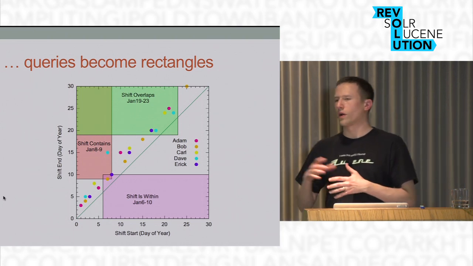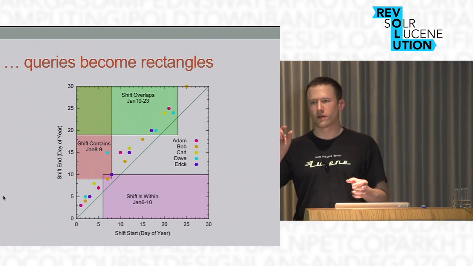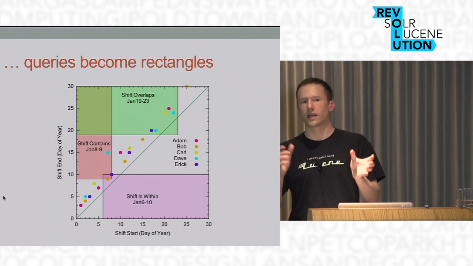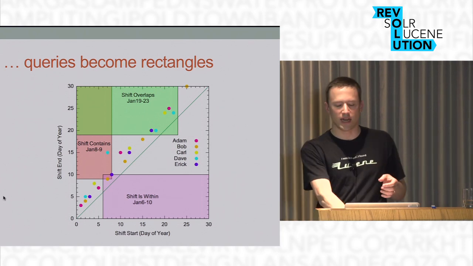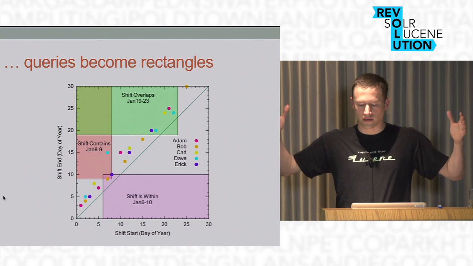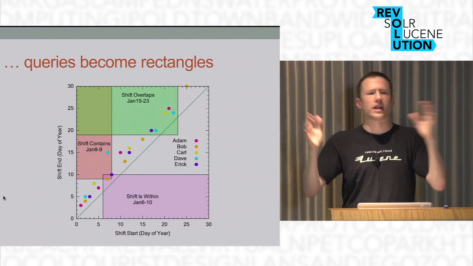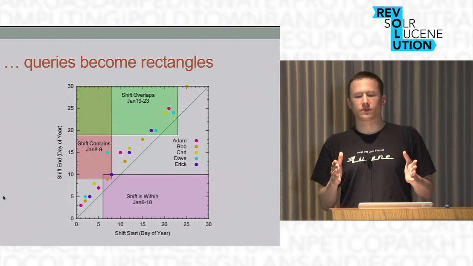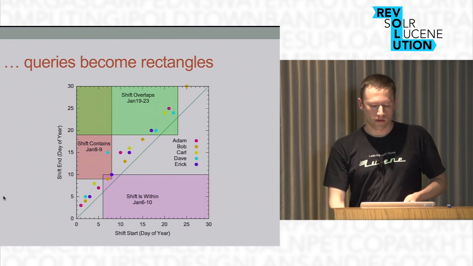Depending on the nature of your query, like, do you want to find, if each of these points represents a shift, let's just say, depending on the nature of what you're looking for, your query rectangle looks different. Do you want to find all shifts that completely are within a given bound? Or do you want to find all shifts that overlap in any way? Or do you want all shifts that overlap my query shape, depending on what you want?